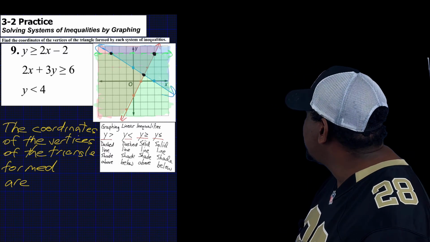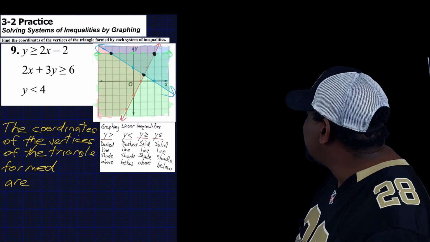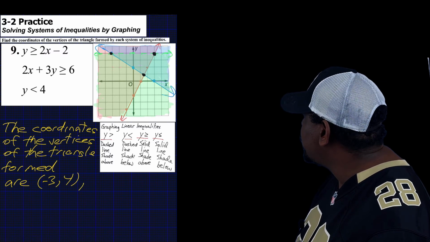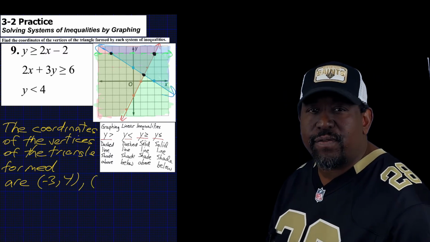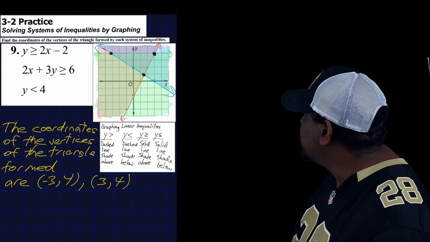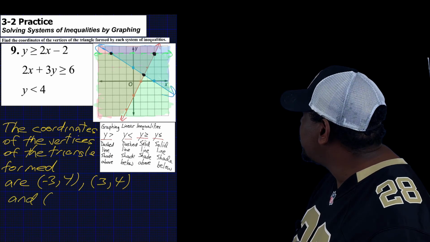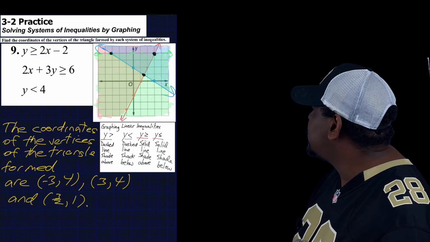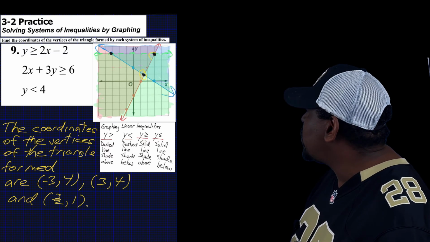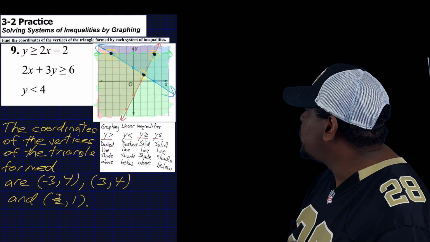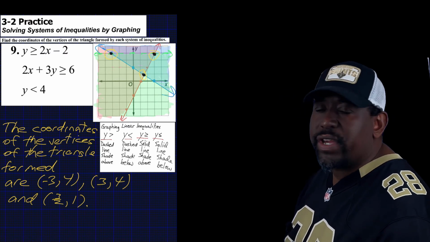It looks like we have 3, 4 and negative 3, 4. As you can see, those are the ones that will appear first. Negative 3, 4 and 3, 4. Now the other one's a little more tricky because the x coordinate is not an integer, and it looks like it's 1.5, which is 3 halves. And then you go 1 unit up. So that's the last point. And we have now solved our problem. The coordinates of the vertices of the triangle formed are -3, 4, 3, 4, and 3/2, 1.